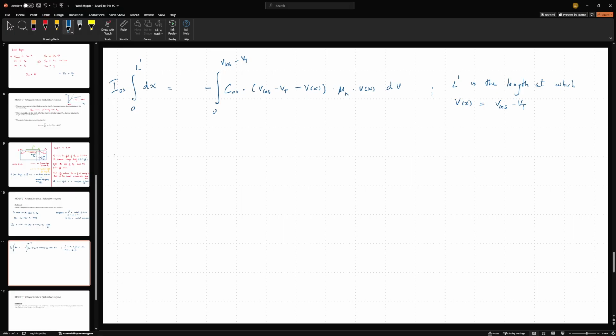Now, IDS into L dash, of course, there is also a W here.